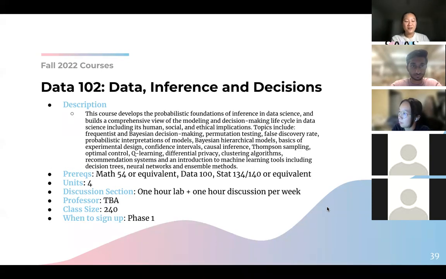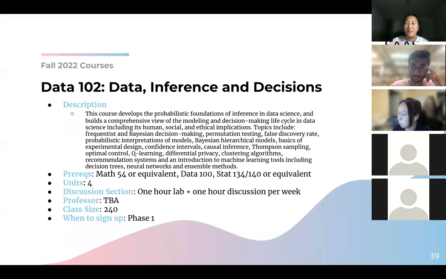Okay, Data 102. This class we mentioned before, you can take it and it fulfills requirements in both the data science and stats majors. It's developing the probabilistic foundations of inference in data science and building a comprehensive view of modeling and decision-making life cycle in data science, including its social, human, and ethical implications.